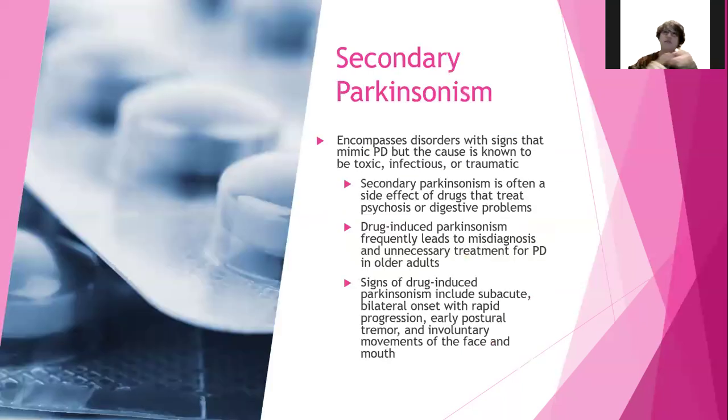So secondary Parkinsonism is disorders with signs that mimic Parkinson's, but the cause is known to be toxic, infectious, or traumatic. It's often a side effect of drugs that treat psychosis or digestive problems. And it frequently leads to misdiagnosis and unnecessary treatment for Parkinson's disease in older adults. One of the things with atypical and secondary Parkinsonism is they do not respond to the medications that help people with classic idiopathic Parkinson's or typical idiopathic Parkinson's.